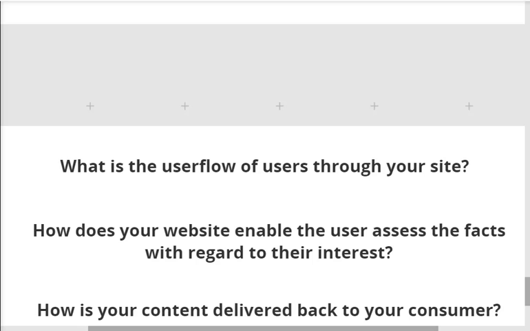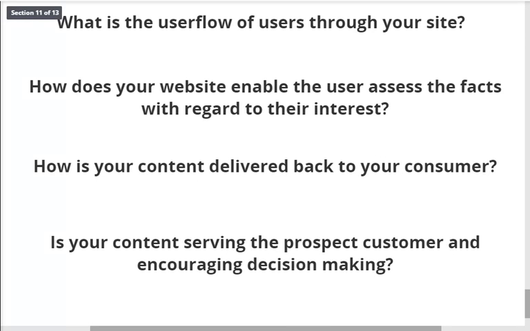But secondly, the second question that you ask is, how does your website enable your user to assess the facts with regards to their interests, right? So, and this goes into the sales funnel, as they put it, right? So there are three tiers of that, right? There's the awareness, and then there's the consideration, and then there's the decision making, right?